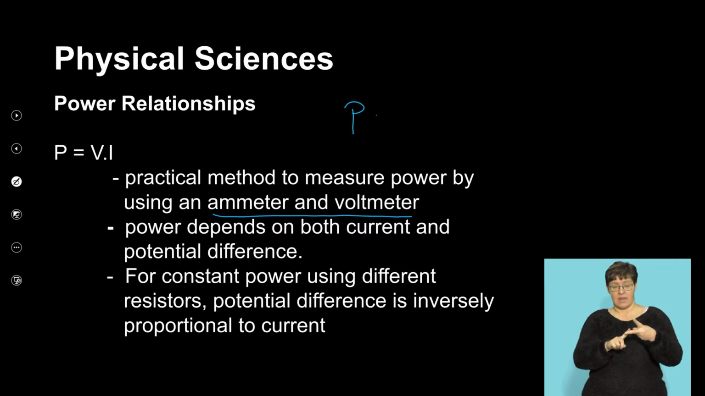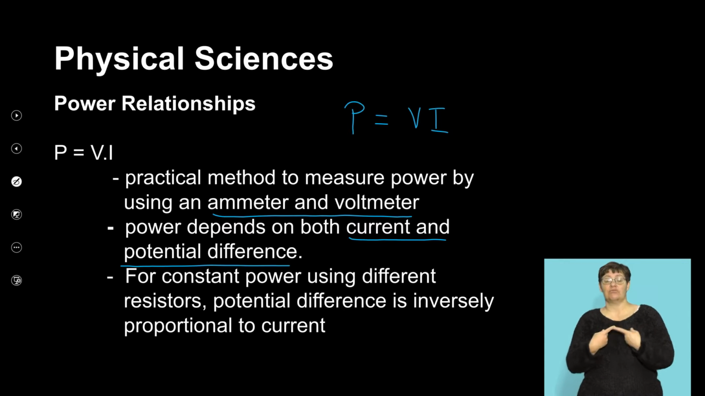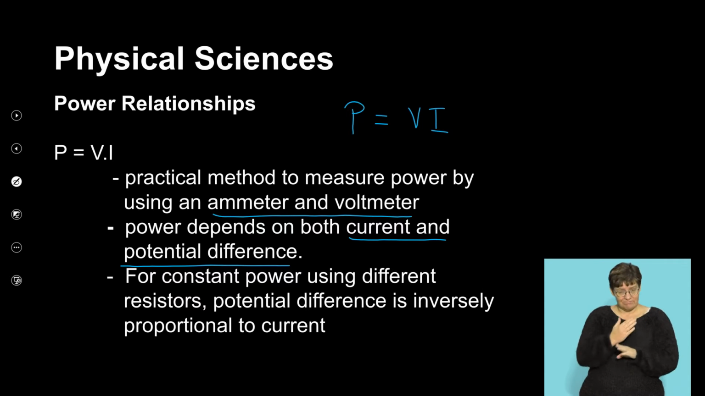Because we know that P is equal to VI. So if we have the potential difference across a component and the amount of current passing through it, we are able to determine power, okay? So power depends on both current and potential difference. So for constant power using different resistors, potential difference is inversely proportional to current.